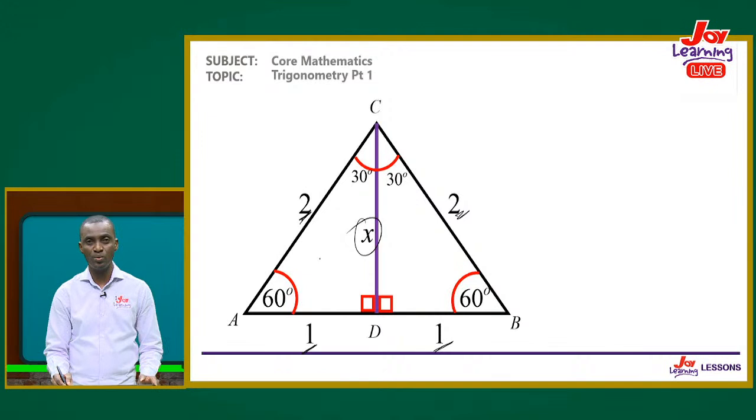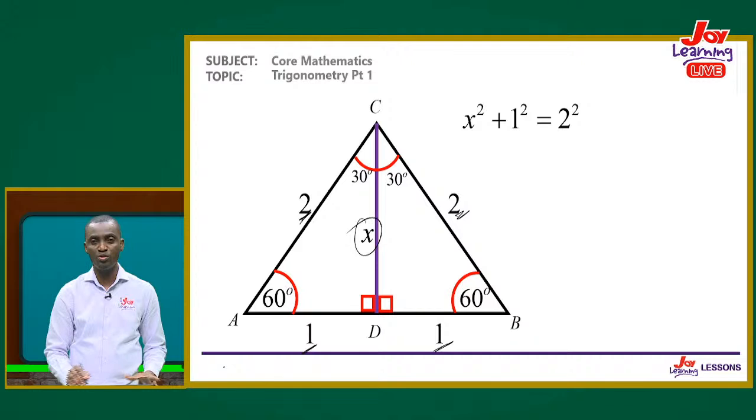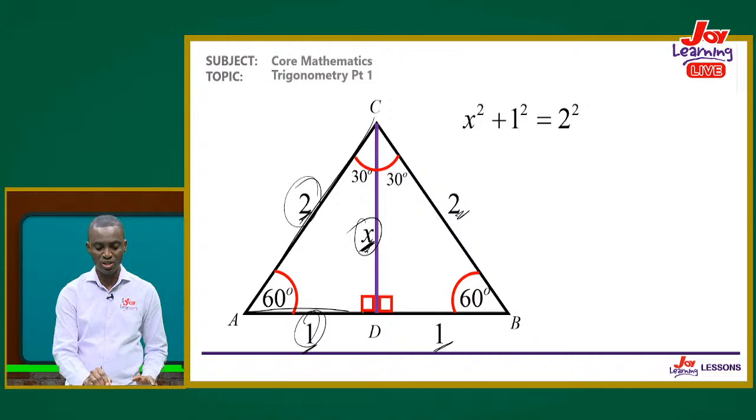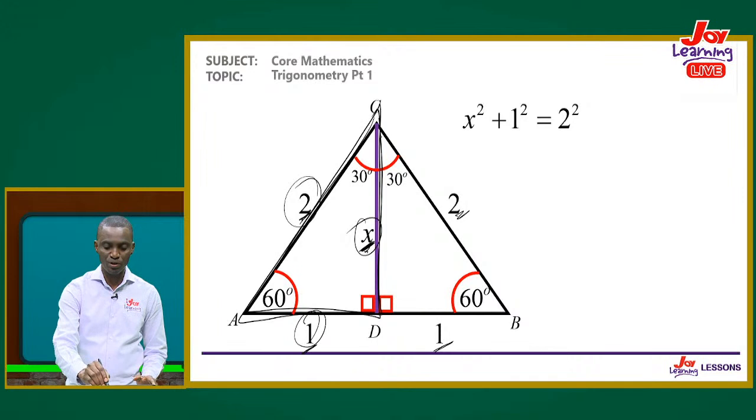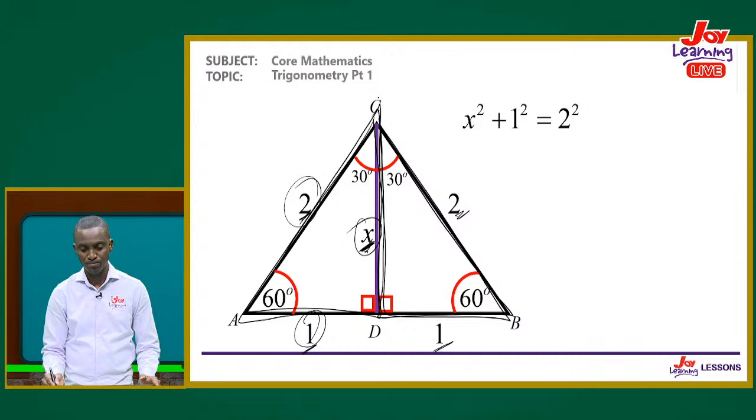And so if I go through Pythagoras theorem, I will say x squared here plus 1 squared here should be equal to the hypotenuse squared. That means I'm making reference to this right angled triangle. Do you get it? Good. Or I can also make reference to this right angle triangle like this as well. It will be the same thing.